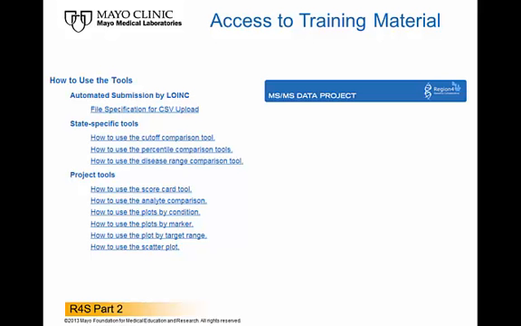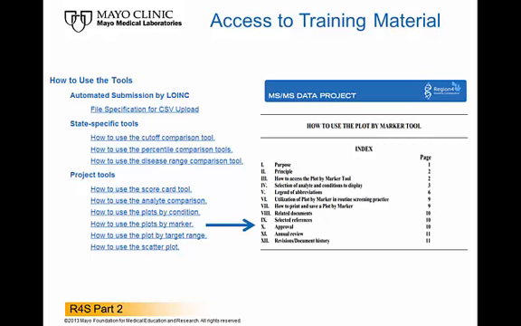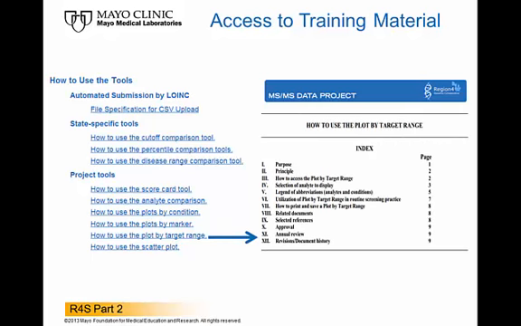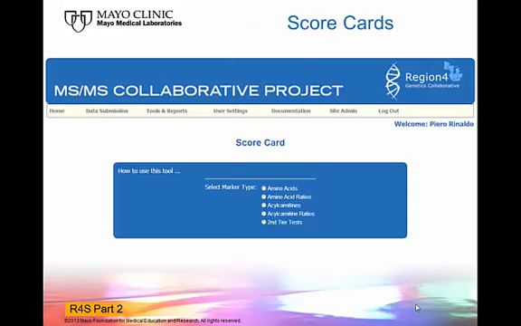The list of available training documents is shown in this slide. There is a document available for each of the tools presented so far: the plot by condition, the plot by marker, the plot by target range, and of course, the scorecard. Going back to the scorecard selection window, the type of analyte is the only choice to be made. Once one has been chosen, like in this example, the scorecard for that type of marker is displayed.